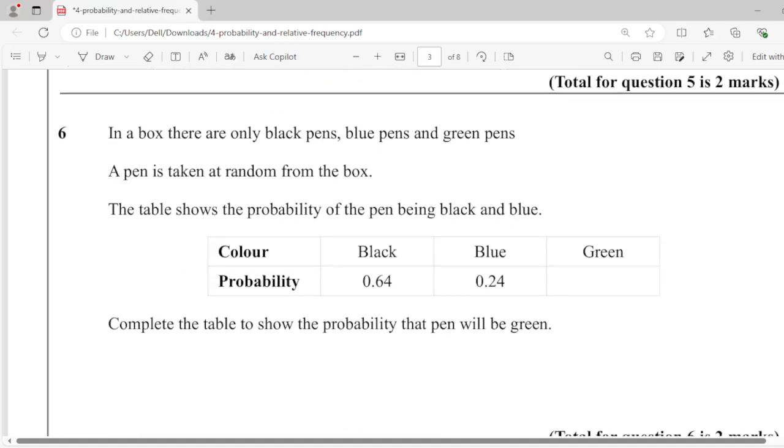Question number 6. In a box, there are only black pens, blue pens, and green pens. A pen is taken at random from the box. The table shows the probability of the pen being black and blue. Complete the table to show the probability that the pen will be green. The information that I have right now is 0.64 and 0.24. If I add these two, I will get 0.88. 1 take away 0.88 is 0.12.